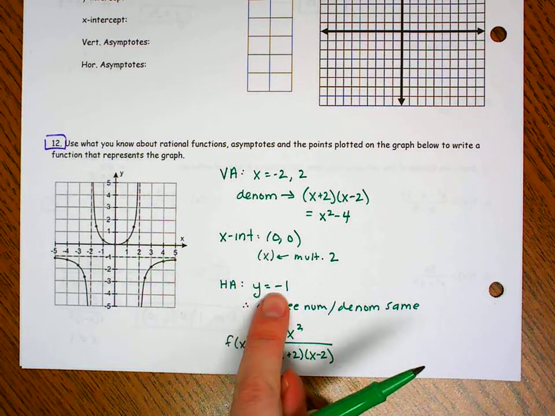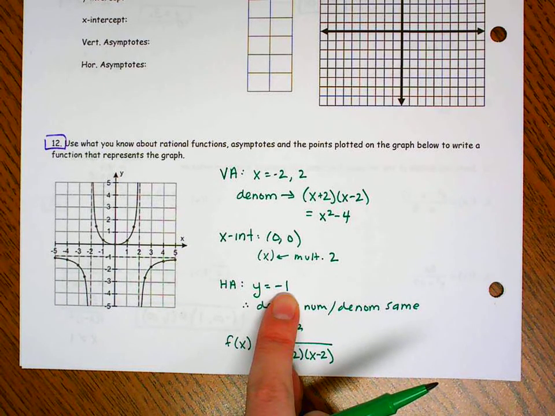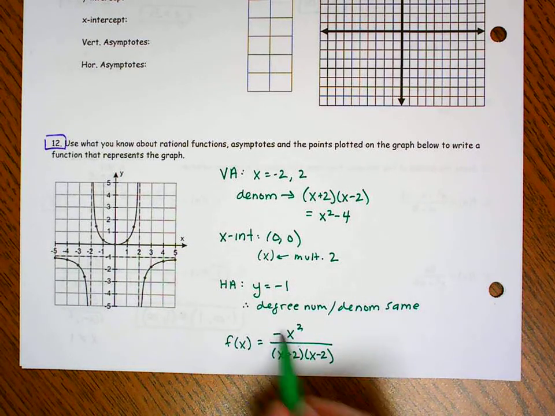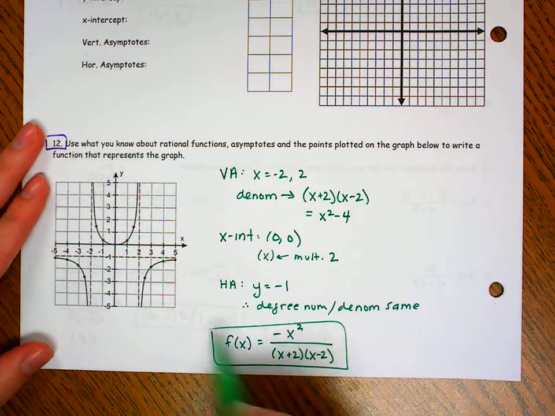I'll give you a hint. It has to do with the fact that the horizontal asymptote is -1. So you'll notice the ratio of the leading coefficients is something divided by something, but it became negative, right? Which means one of my leading coefficients has to be negative. So I threw that negative in there. Okay, so there's my answer for that. Let's keep going.